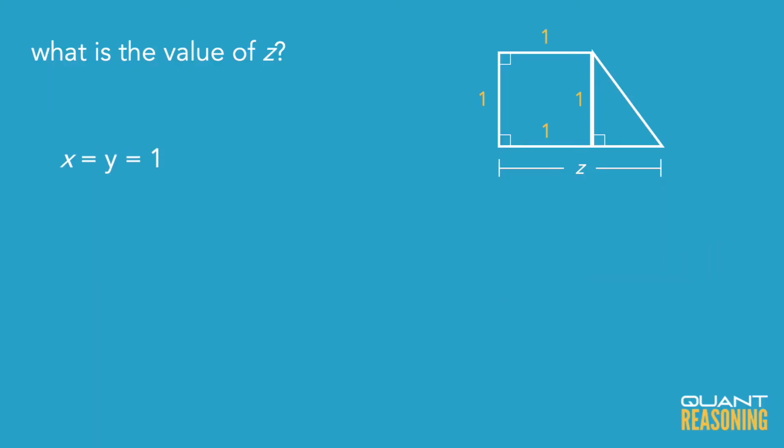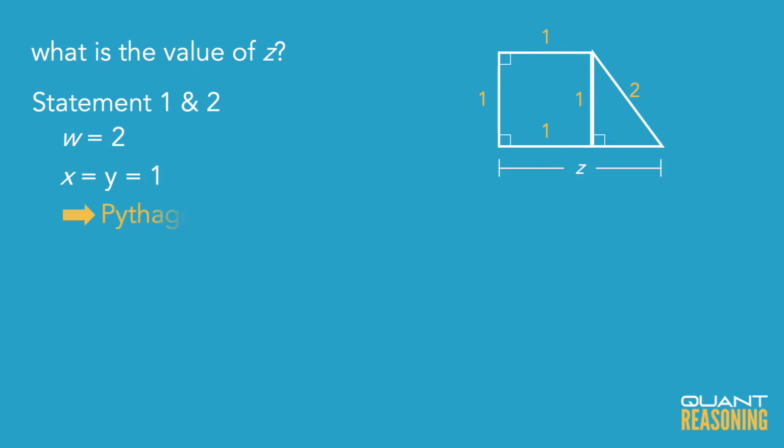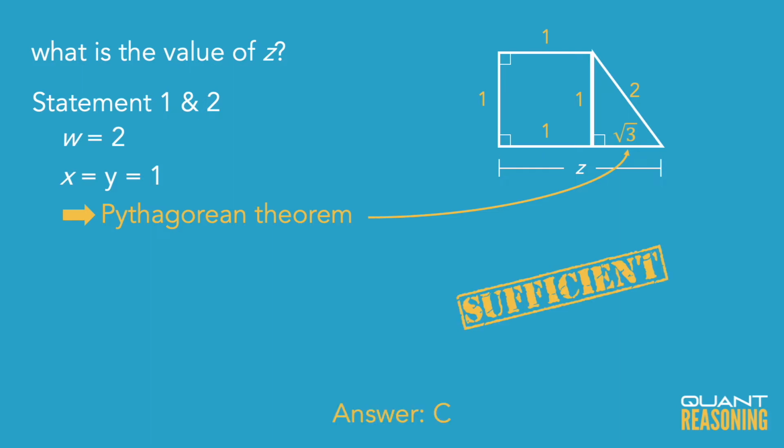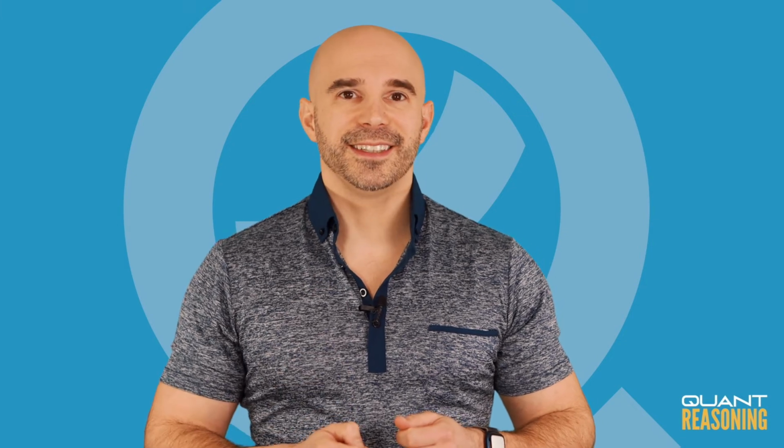Now, as I kind of implied a few seconds ago, when we combine the statements, we are able to solve for z, because now we know the length of w, and we know that vertical length in the w triangle, so we could use the Pythagorean theorem to find the base, if you will, that right side chunk of z. It ends up being square root of 3, and now we can say that the full value of z is 1 plus square root of 3. So we are able to answer this question when we combine the statements, and therefore the correct answer is C.